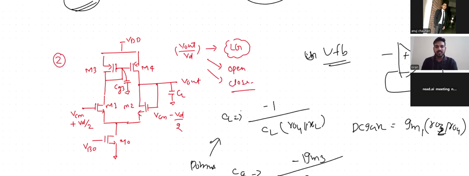Zero, but there will be a zero because of this CG3. Why and how? While going from input to output, it offers a different frequency path compared to this resistive path. Okay. Then why are you not able to calculate it?